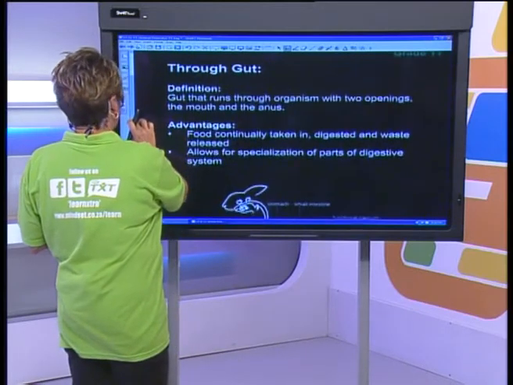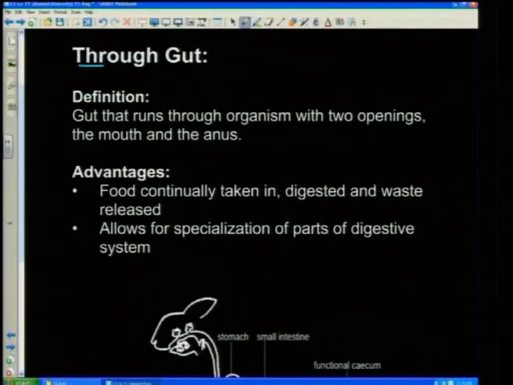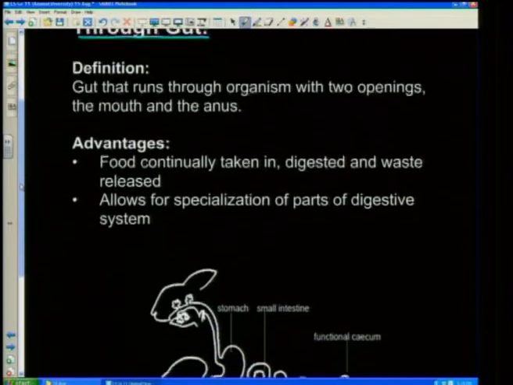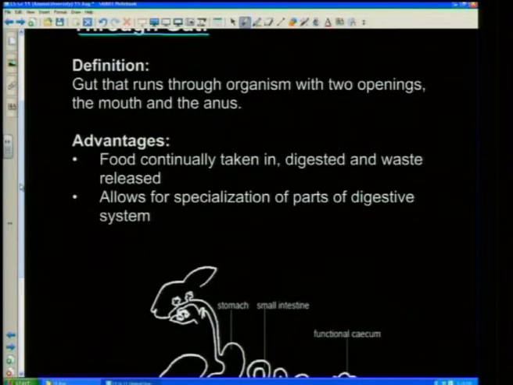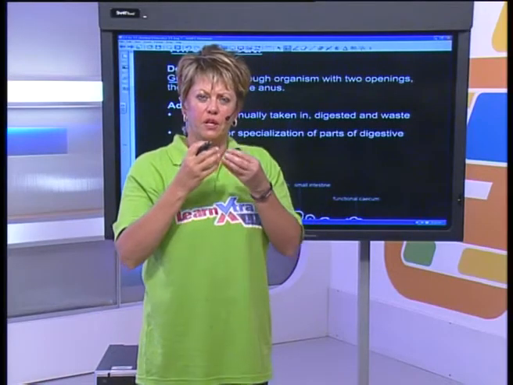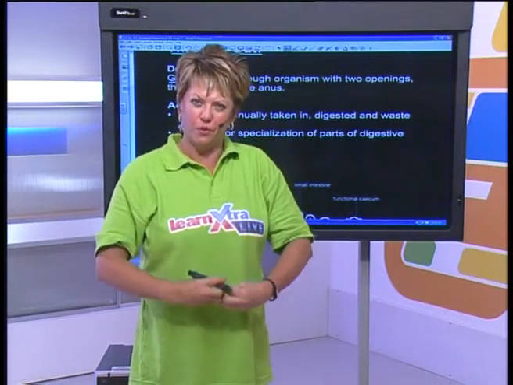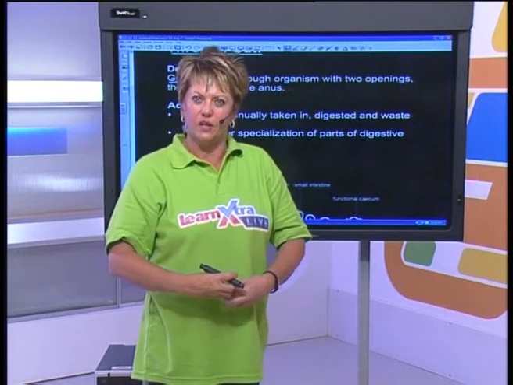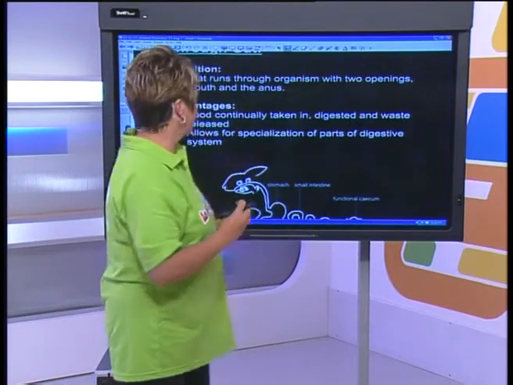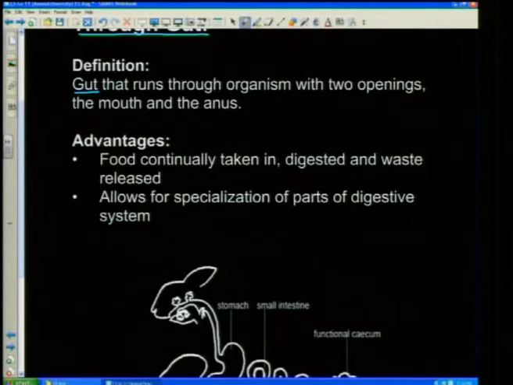The next aspect that you have to fill in on your table is a through gut. Now, what is a through gut? Definition. It's a gut. Okay, so this is where your food moves in. Now, a gut is where, when you eat food, the food moves along this pipe or gut, and it gets digested on its way throughout this pipe or this gut. Okay, so it's a gut that runs through an organism with two openings, which is the mouth and the anus, all right? So there's two openings, so that's why it's called a through gut, all right?